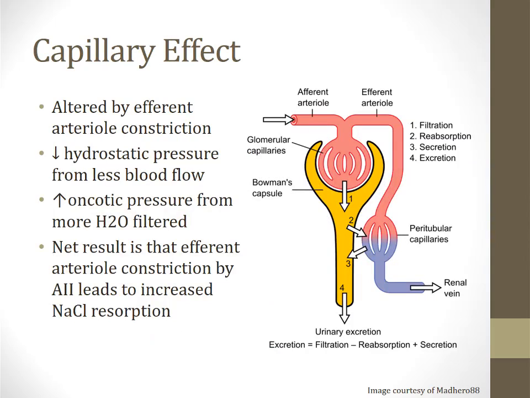To understand the capillary effect, let's take a look at this drawing on the screen here. This is the afferent arteriole through which blood comes into the glomeruli, and this is the efferent arteriole through which blood leaves the glomeruli. Now, I already told you that angiotensin II constricts the efferent arteriole, and that's how it raises GFR. But that constriction has two other effects that lead to the reabsorption of more sodium and water.